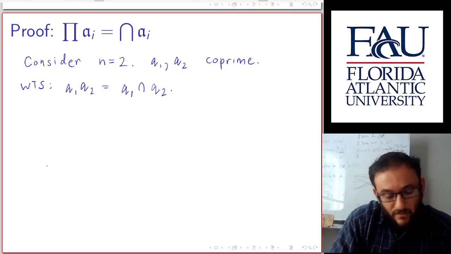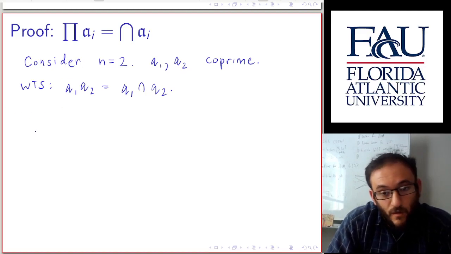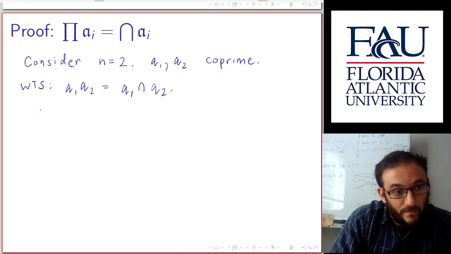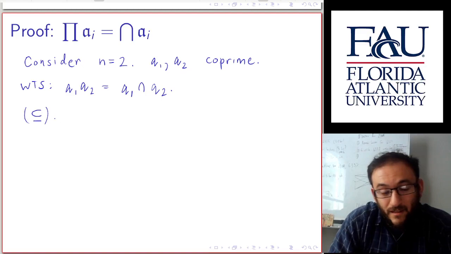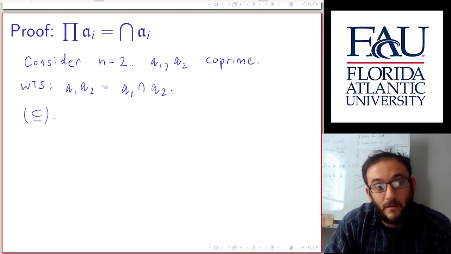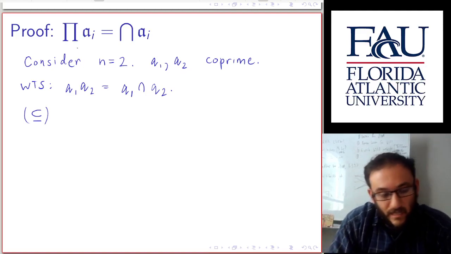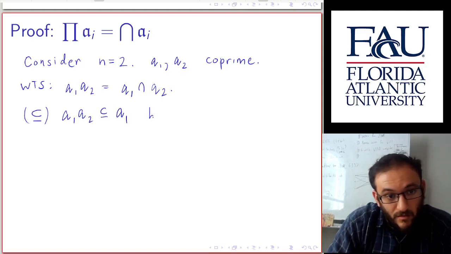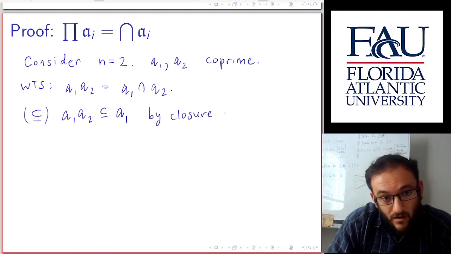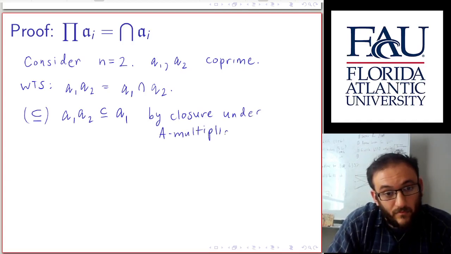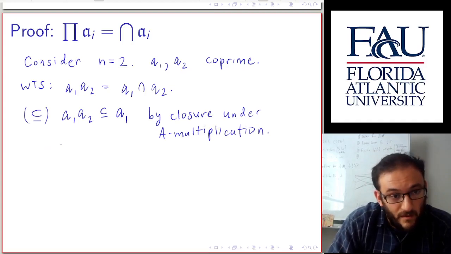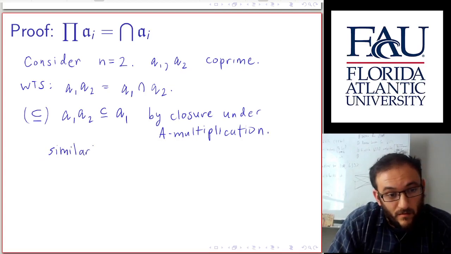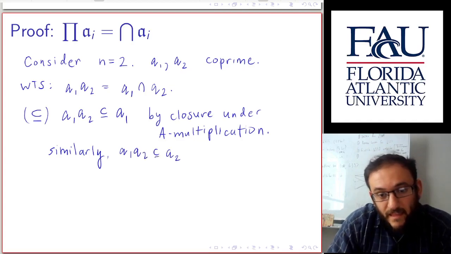Okay, so to start this off, we observe that one of these directions is very straightforward. Because a1 and a2 are closed under multiplication by elements of the ring, a1a2 is certainly contained in both a1 and a2. So a1a2 is in a1 by closure under multiplication. Similarly, a1a2 is contained in a2, but that gives us that it's contained in the intersection.